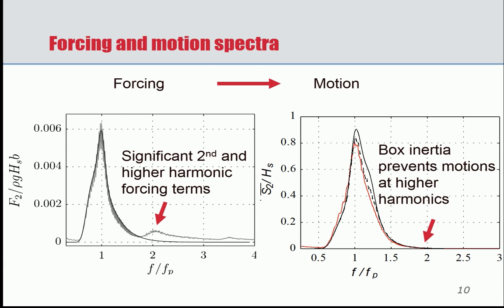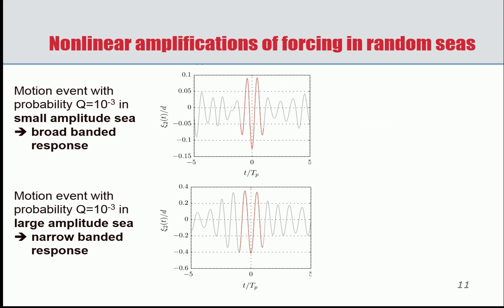A probably slightly more interesting part of it is this is now 2 individual motion events. The top one taken from a small amplitude sea state and the bottom one from a large amplitude sea state, but both of those have the same probability of occurrence, 10 to the minus 3 in this case. And what you can see, perhaps through observation, it's difficult to see, but the top one is from a much more broad-banded response, whereas the bottom one is what I would call a much more narrow-banded response, a much more regular wave pattern.